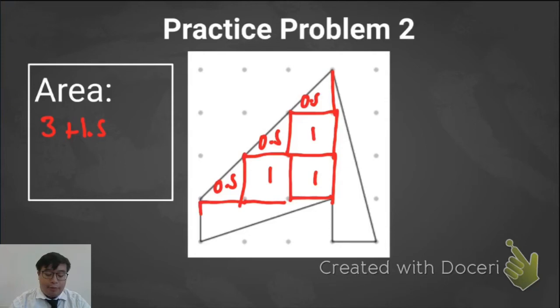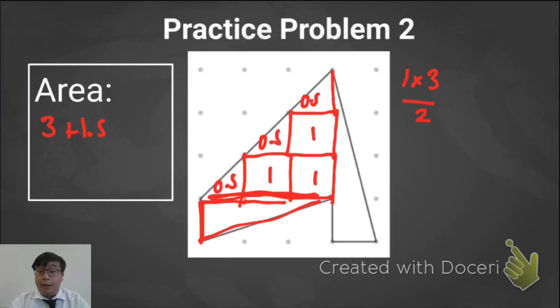So taking a look at this bottom triangle, this triangle has a height of 1 and a base of 3. So I know to find the area, I need to take 1 times 3, base times height, and then cut that in half. So the area of that bottom triangle is going to be 1.5.